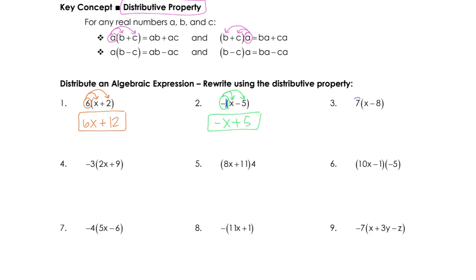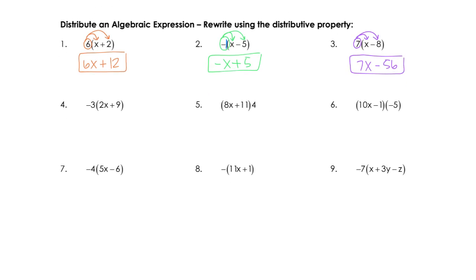Then on number 3, we have a 7 on the outside, so we're going to multiply 7 by x, and we're going to get 7x. Then we have 7 times -8, which gives us -56. That would be our final answer for that one. And then going on to number 4, we have -3 on the outside. Distribute that to a 2x. So now this x actually has a coefficient with it, so we do multiply the coefficients together. -3 times 2 would give us a -6. It still has the x with it. And then we have -3 times 9, which would be -27.